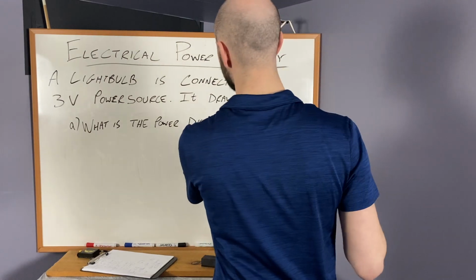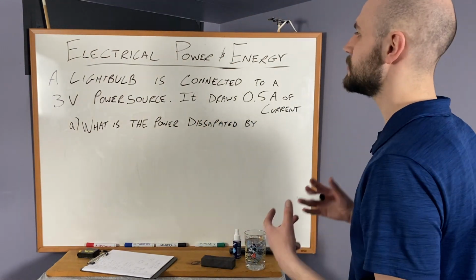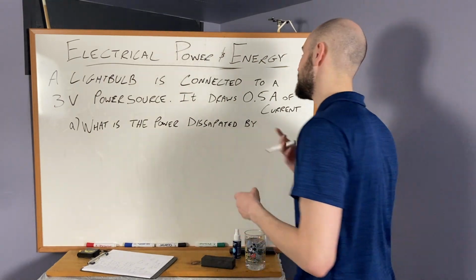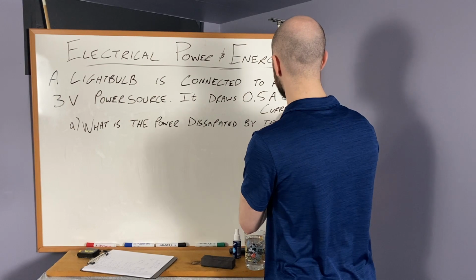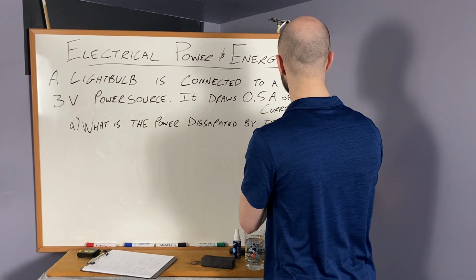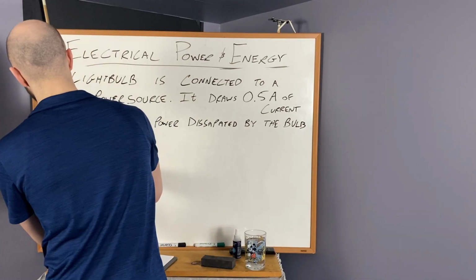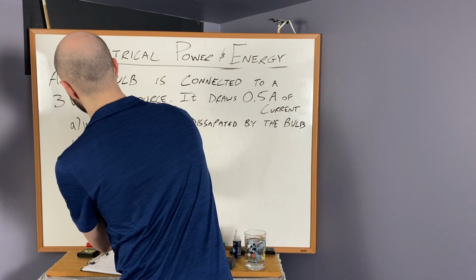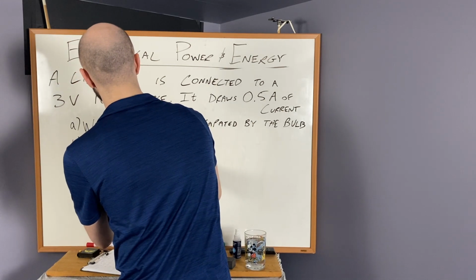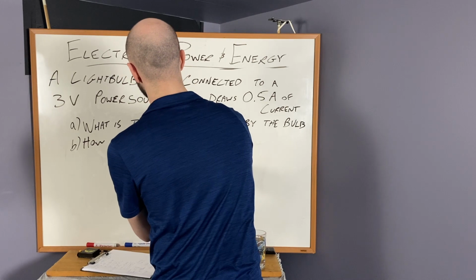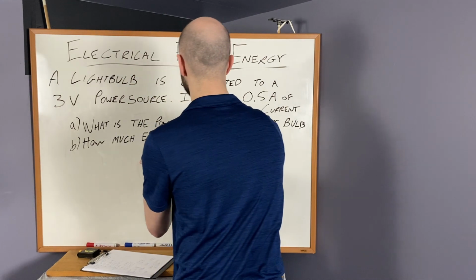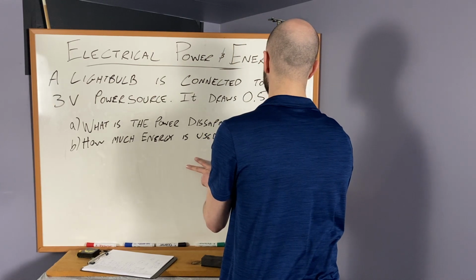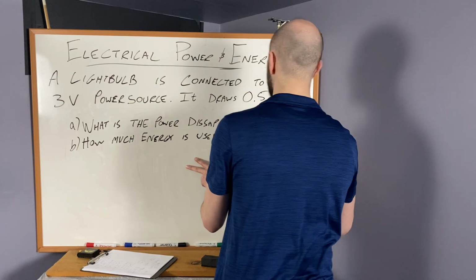That terminology, the power dissipated, is just saying that the energy is leaving the circuit in the form of light, in the form of heat. So that's why it's power dissipated by the bulb. And we also want to know how much energy is used by the bulb in 3 minutes.